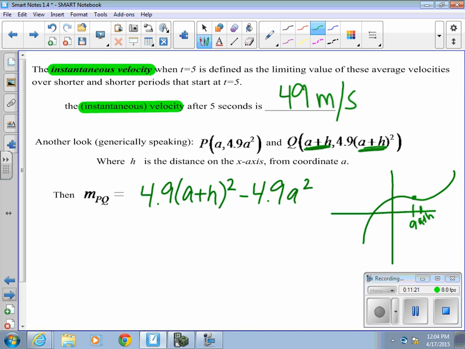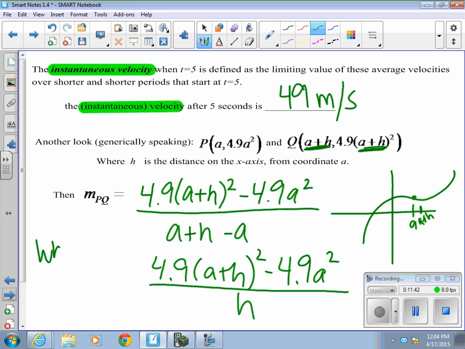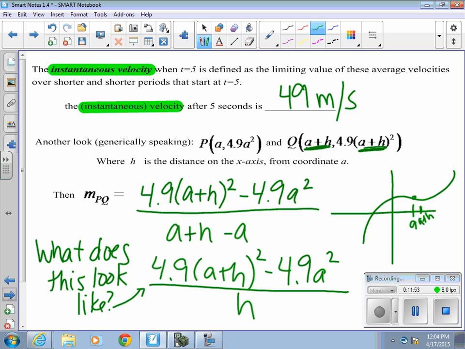These 2 points, neither one known to us, to set up our slope equation, and we find that (4.9(a plus h) squared minus 4.9a squared) divided by h. What does that equation look like? Think about it. We're going to talk about it in class tomorrow.